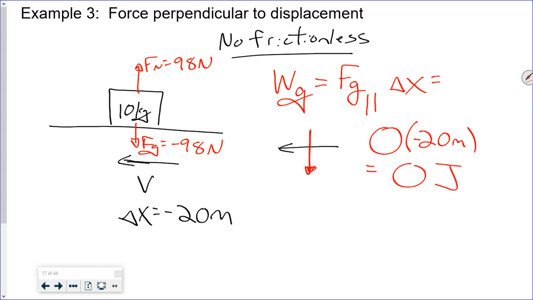The same thing is going to be true of the work done by the normal force. Because the normal force is up, by the same logic, you're going to get 0 times negative 20 meters, which gives you 0 joules.